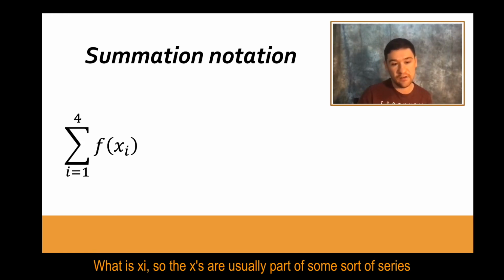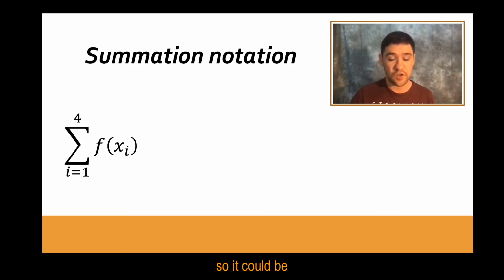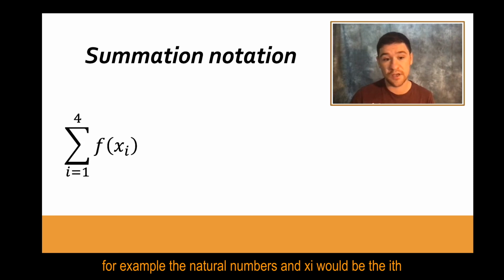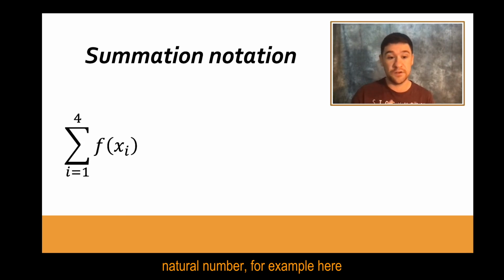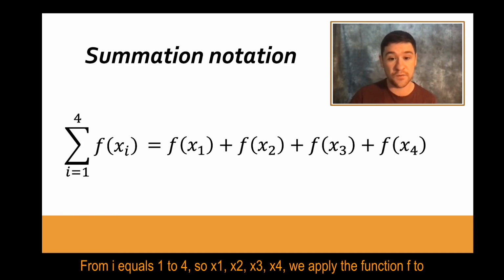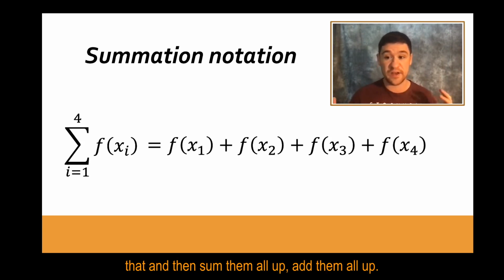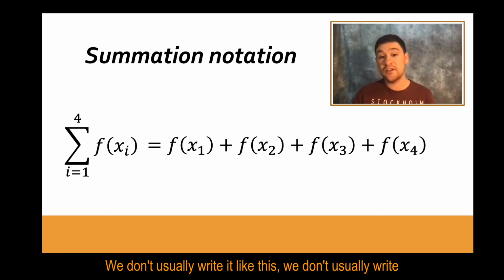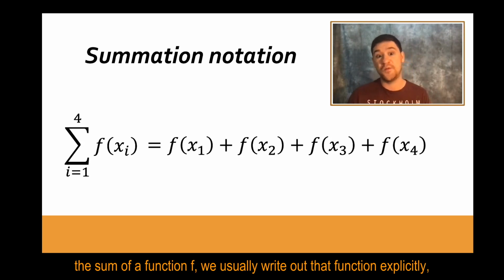Now what is xi? So the x's are usually part of some sort of series. It could be, for example, the natural numbers, and xi would be the ith natural number. So in this example, we apply this function to every x in that series from I equals 1 to 4, so x1, x2, x3, x4. We apply the function f to that and then add them all up. We don't usually write it like this. We don't usually write the sum of a function f. We usually write out that function explicitly.